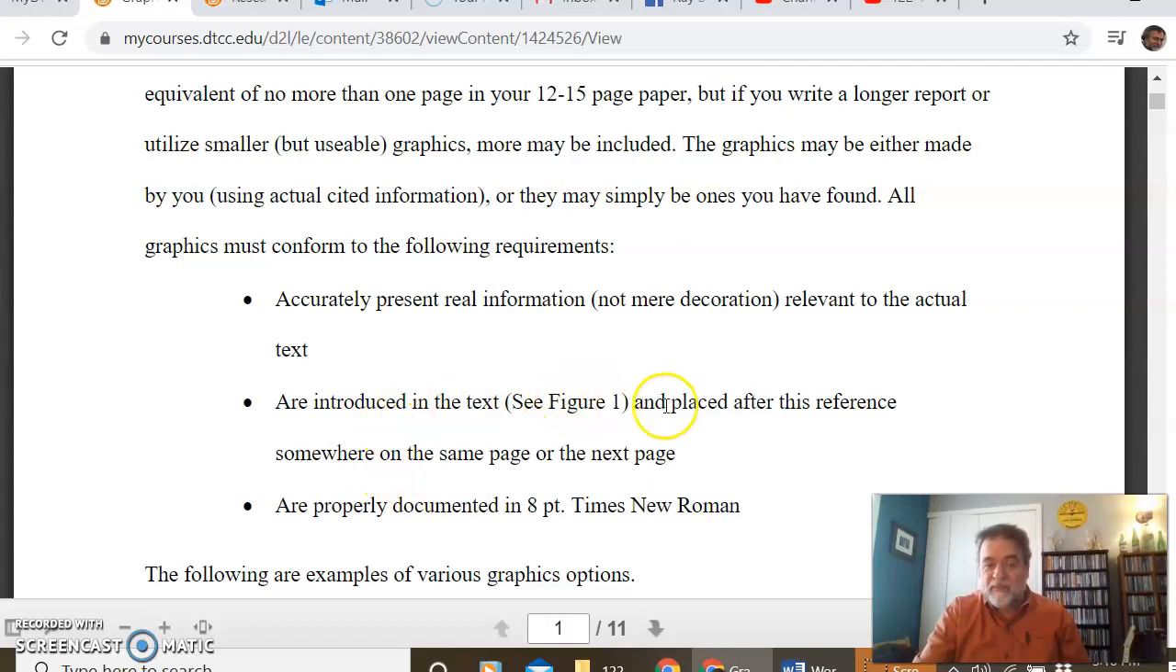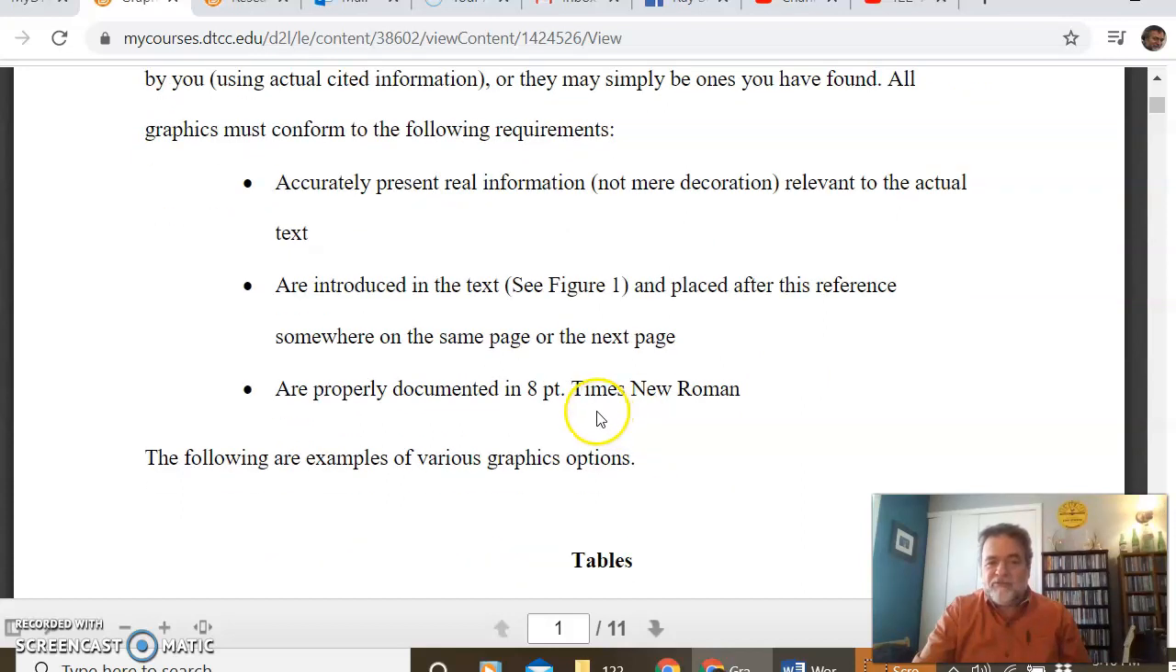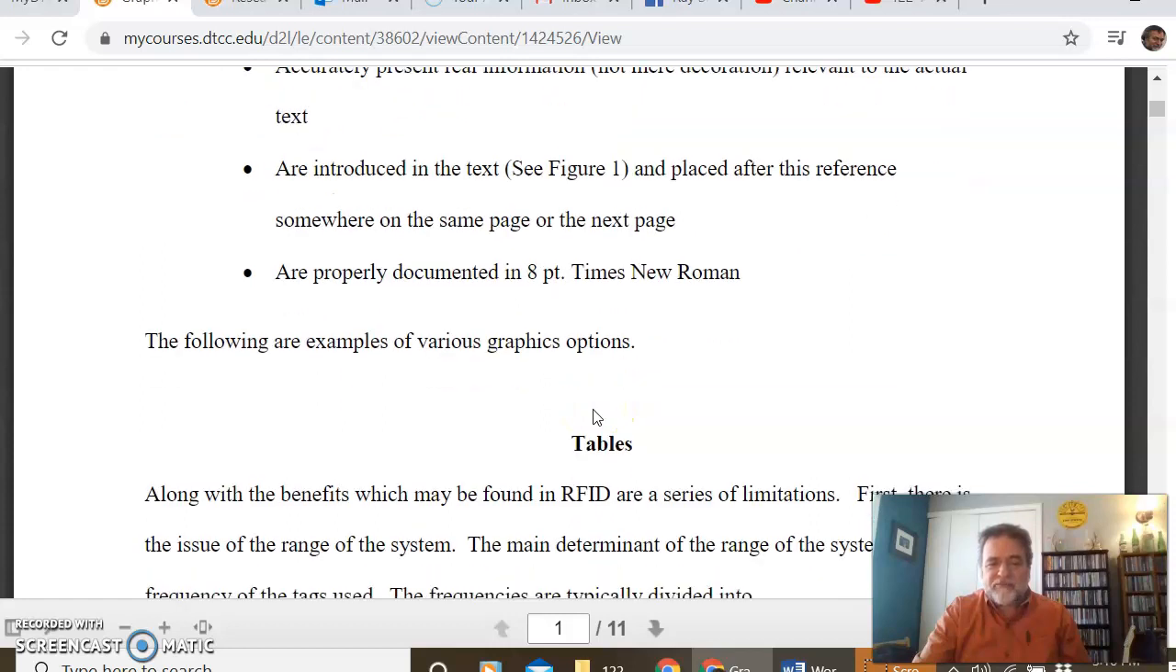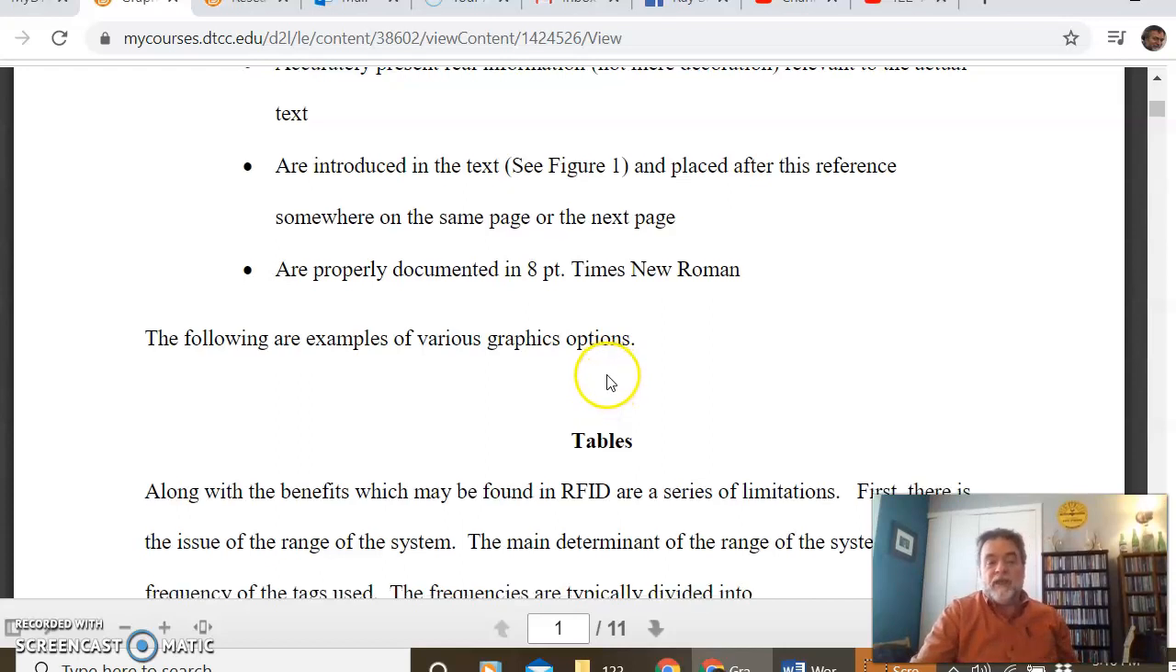You need to introduce them in the text, let's see Figure 1, and place them after a reference somewhere in the same page or the next page. And you document them in 8-point Times New Roman font. And here are some examples, and I want to explain what you're looking at. Please look at this document with some care.